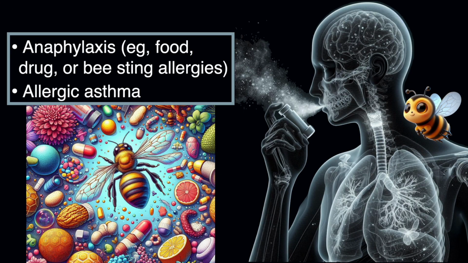So right now let's talk about the examples. So we already said that anaphylaxis is first type hypersensitivity reaction. The causes can be food, drugs, and bee sting. And of course allergic asthma is first type hypersensitivity reaction too.